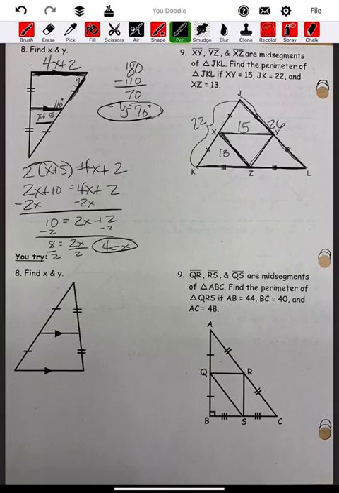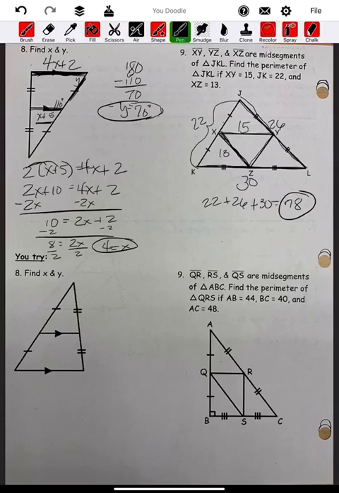So this parallel side goes with this mid-segment here, 15. So again, just like we did before, we're going to say 15 times 2 is 30, okay? So now we have all three sides, so all we do is say 22 plus 26 plus 30 equals 78, okay? And that's all you got to do.